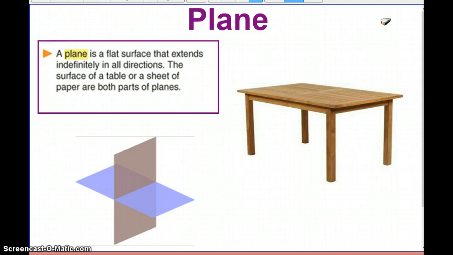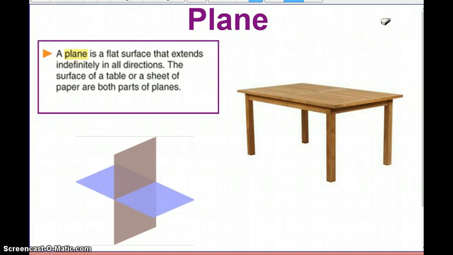A plane is a flat surface and it extends indefinitely in all directions, meaning that it continues forever and ever and ever. This plane or flat surface can go horizontally, vertically, diagonally. It can go in all different directions.